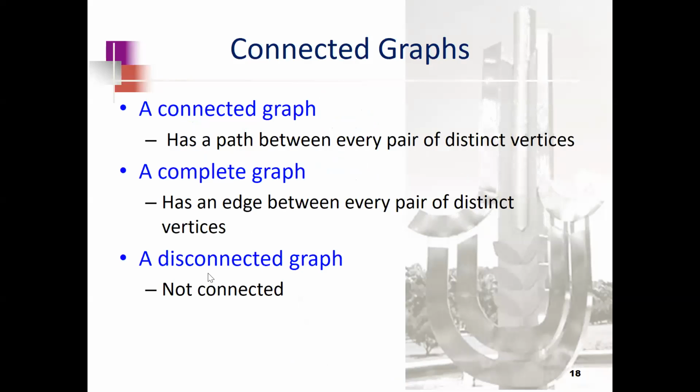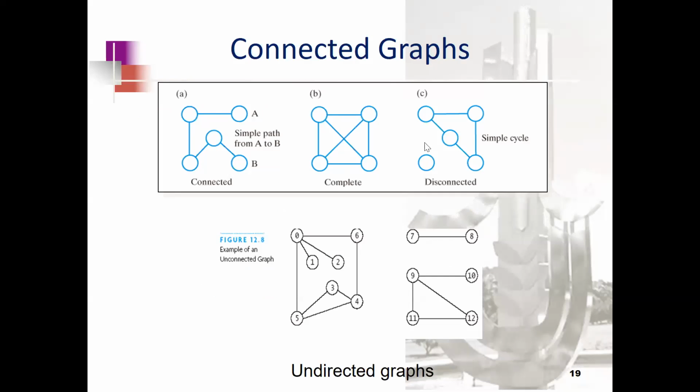Okay. And then disconnected graph. It means that some of the vertices are not connected. Okay, contohnya ini. Ada satu node, ada satu vertex yang tak dihubungkan. So this is disconnected.